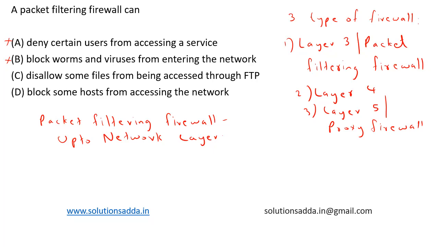Disallow some files from being accessed through FTP. This actually deals with the transport layer, so this is also not possible by the packet filtering firewall. Block some hosts from accessing the network. Yes, this is possible by the packet filtering firewall because we are dealing with IP addresses at the network layer, which comes under the operation capability of a packet filtering firewall. Option D is the right choice.